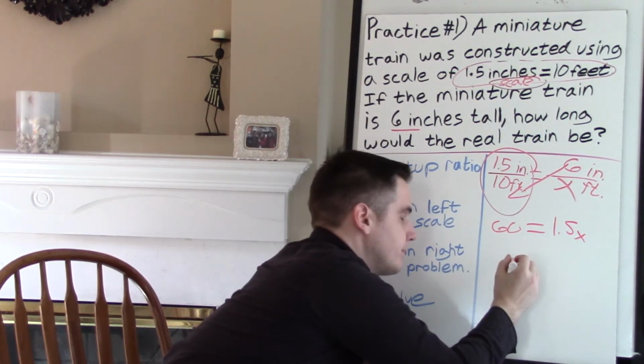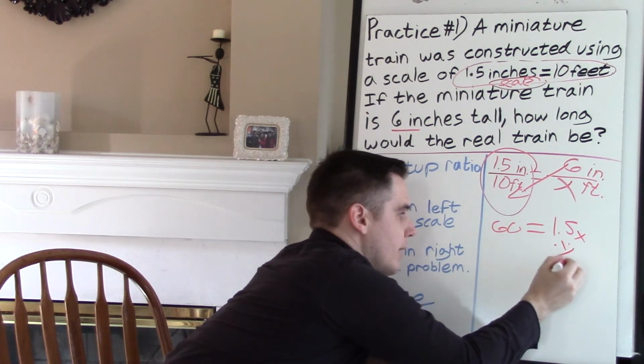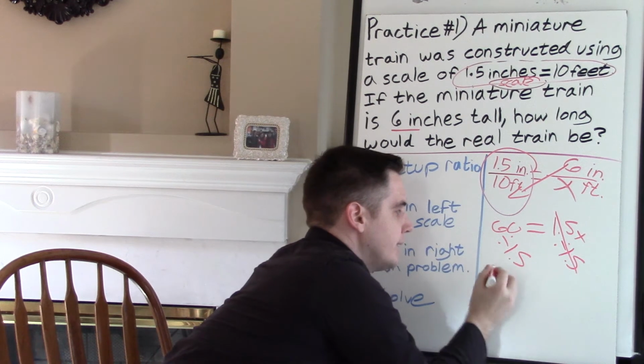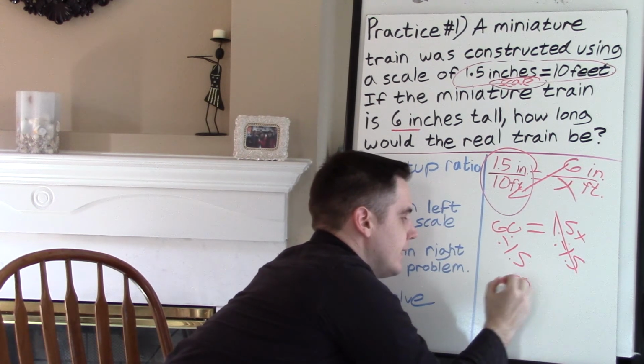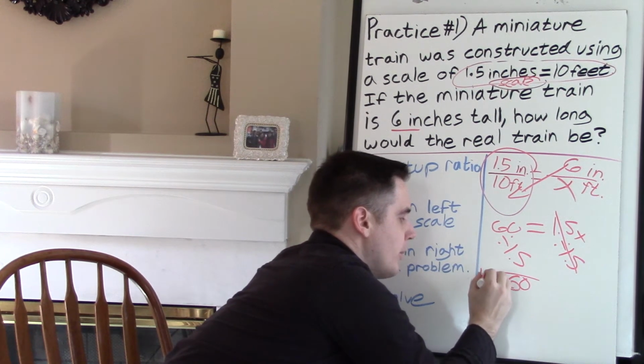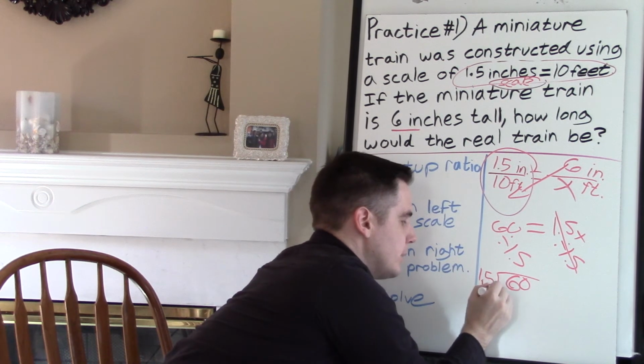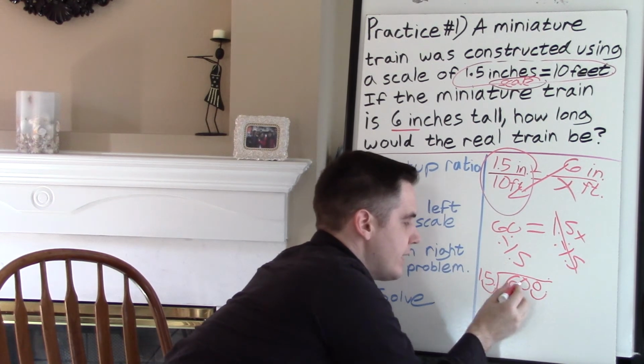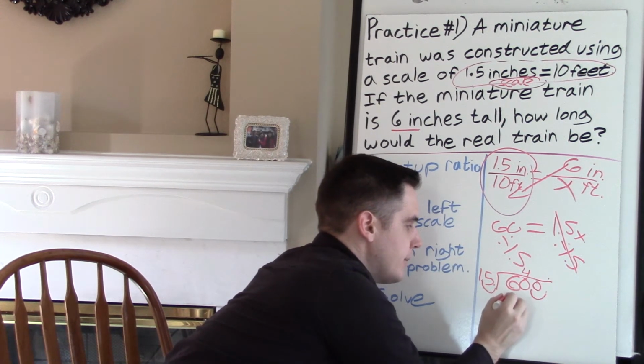And then divide by 1.5 to get the x by itself. Divide by 1.5. So then we have 60 divided by 1.5. Can't have a decimal on the outside. We've gone over this. Decimal there. Fill in a 0, put a decimal here. 15 goes into 60 4 times.